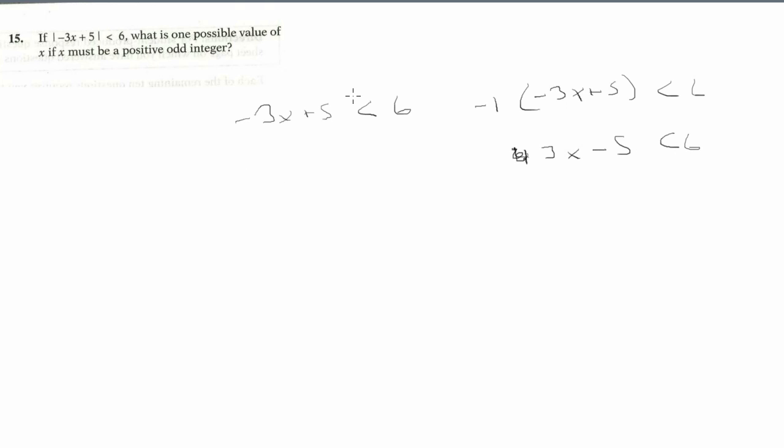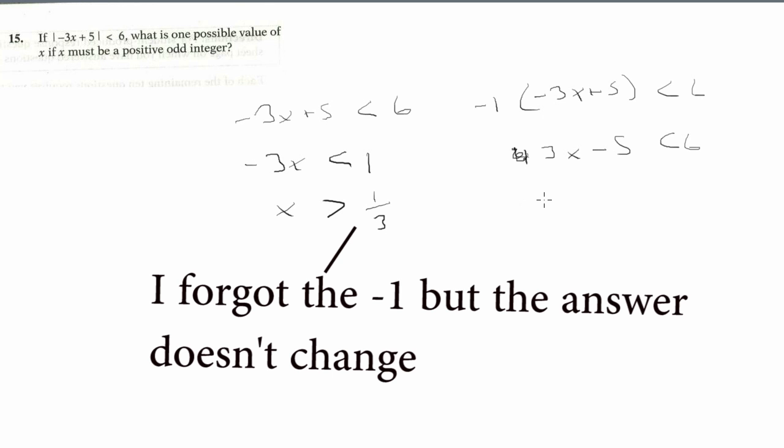So let's put 6 by itself. Minus 3x is less than, you bring the 5 over here, 1. So x is going to be greater than 1/3. We have to flip the less than here because we're dividing by a negative number. Here we have 3x is less than 6 plus 5, which is 11.